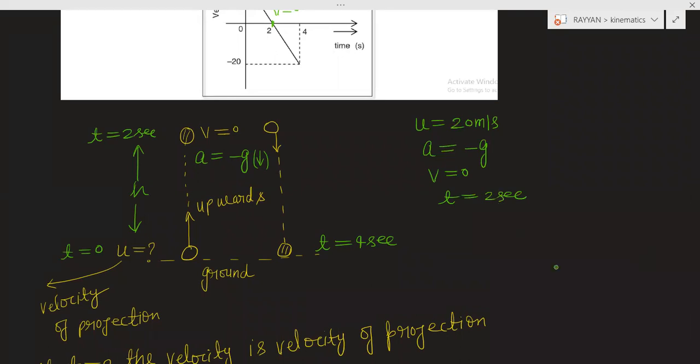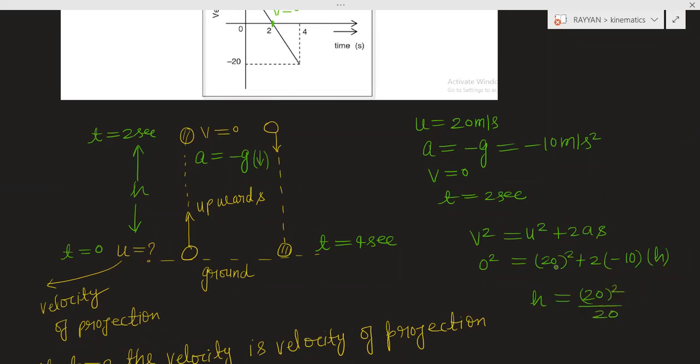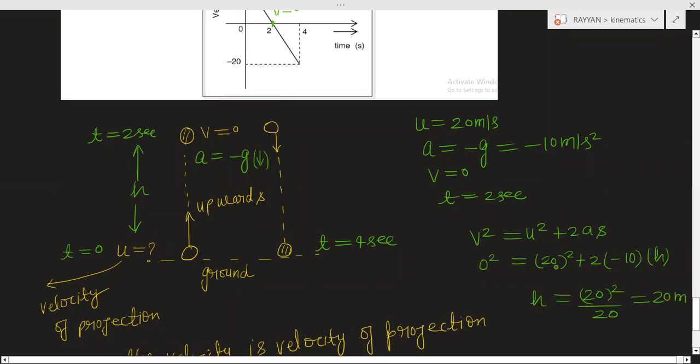You have to apply v square is equal to u square plus 2as. Now v square, this is 0 square, u square, v is 20 square plus 2 into the value of g, you can take minus 10 meter per second square. So it will be minus 10, and h you want to find. So from here you will have 20 square divided by 20. So it will be 20 meter.